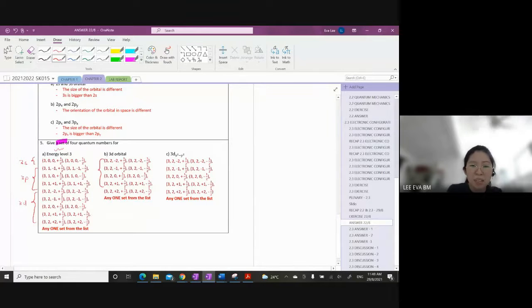And then if I write that 3d x squared minus y squared is specific for the orbital, you can also choose any of the sets here. So this is from the subshell, this is from the orbital. And because the energy levels are the same, you can choose. So the answer for B and C is actually the same thing. Subshell, orbitals. The values are the same because all of them have the same energy.